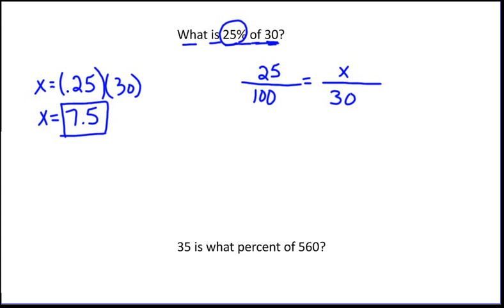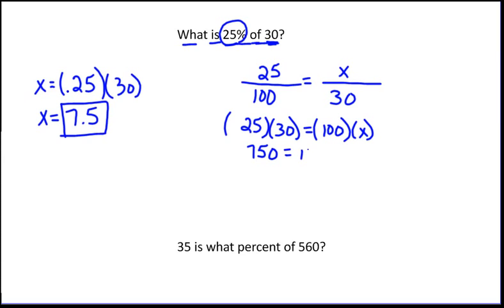Let's multiply now. 25 times 30 is equal to 100 times x. That gives us 750 equals 100x. Divide by 100 on both sides, and we end up with 7.5, the same result as with the other method.